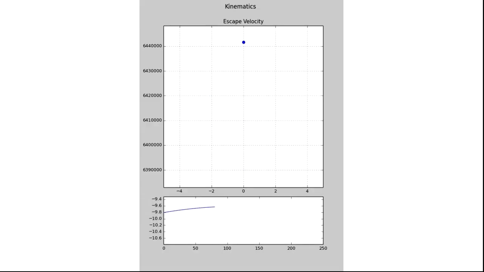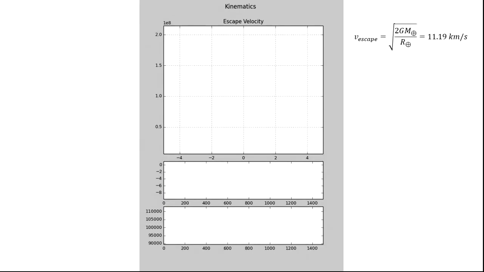Here's an animation where we don't quite reach escape velocity. The initial velocity is less than 11.19 kilometers per second. The graph on the bottom is the acceleration. Notice how it declines at the apex and then increases when the ball reaches the ground. This is because gravity diminishes with the distance from the center of mass of the Earth.